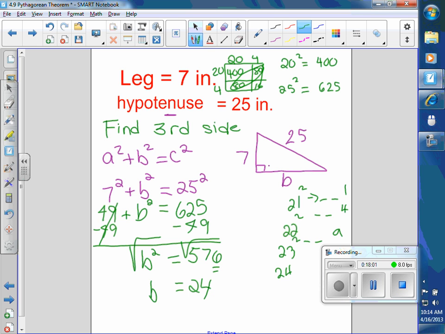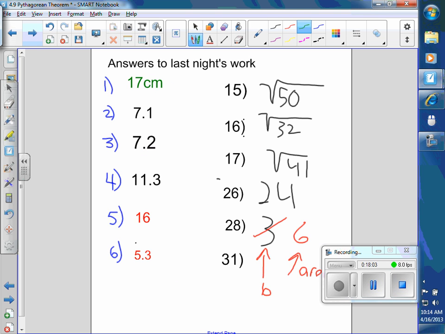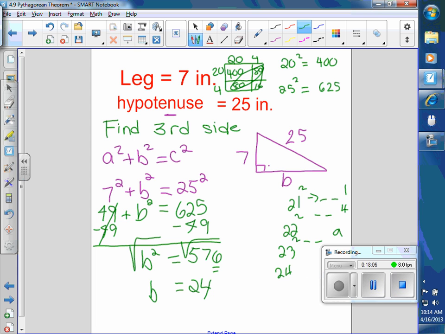Okay. Let's see if I had anything else. Oh, that's answers to tonight's homework. Okay, so that's it for today. There are some applications, but if you start with the basics in the beginning of the homework, this should get you through it, and then you can always look at some samples in the book for some of the applications, because I'd like you to spend about 10 minutes in class starting this.